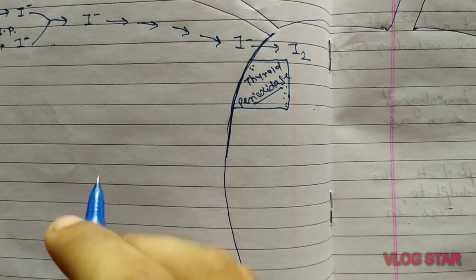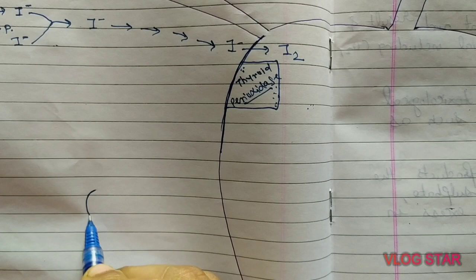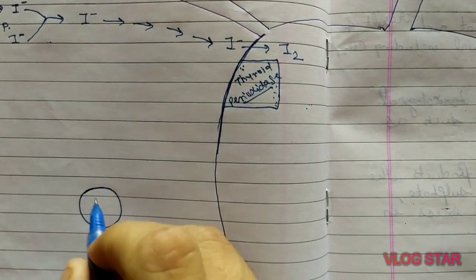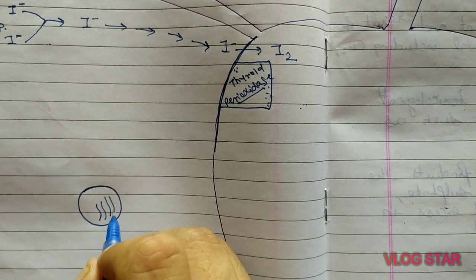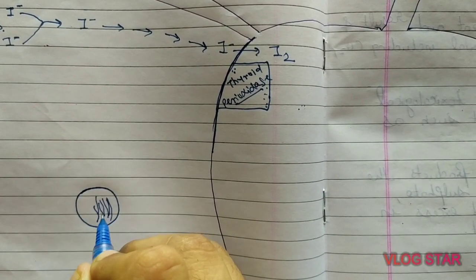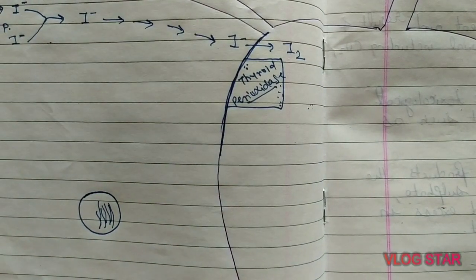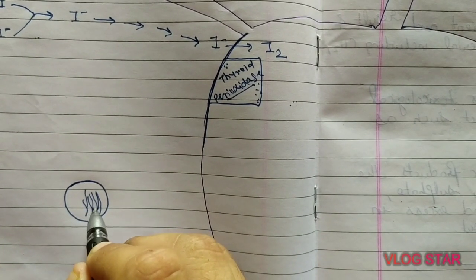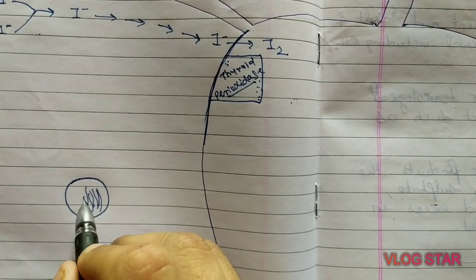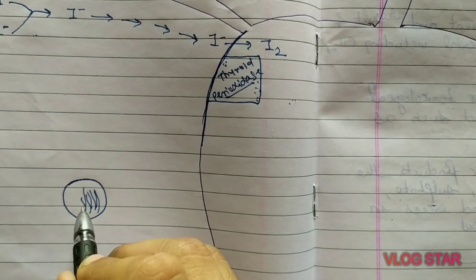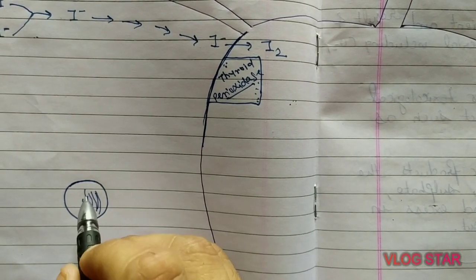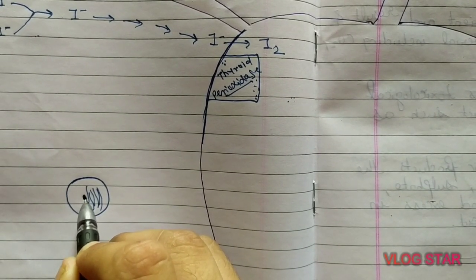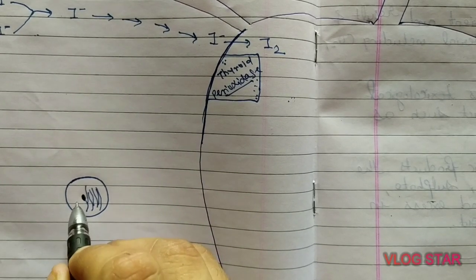Let's go inside the cell. Inside the cell, there is a nucleus at the center. The nucleus consists of chromatin material. Let's draw with another pen. So this is the chromatin material inside the nucleus. TSH stimulates a particular gene present on the chromatin material. Suppose this is one particular gene which gets stimulated.